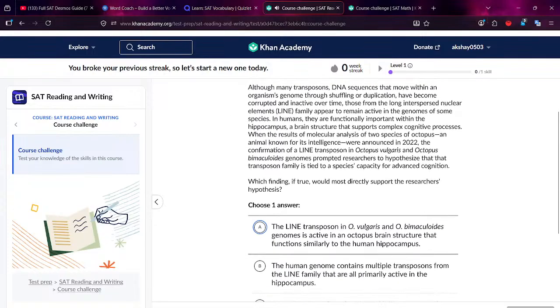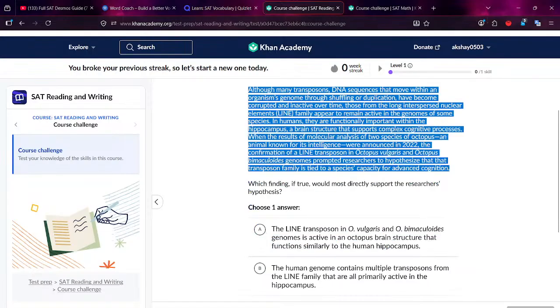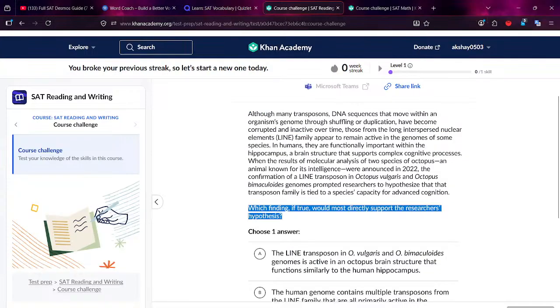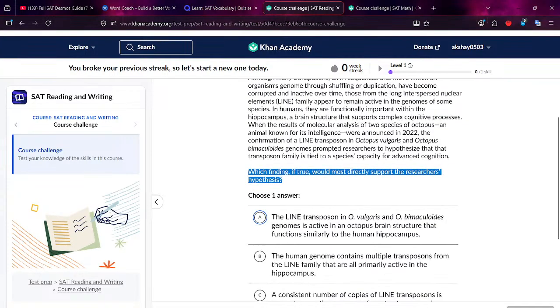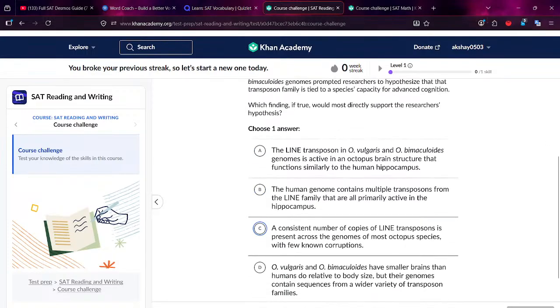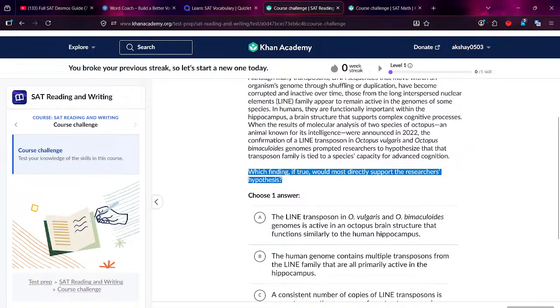Although many transposons. Okay, right. So this seems very complicated, right? When you just look at it. But if you look at the question first, that's the approach you need to go with. What finding would support the researcher's hypothesis? So we need to look at these. We need to look at the hypothesis first. So what is a hypothesis, right?